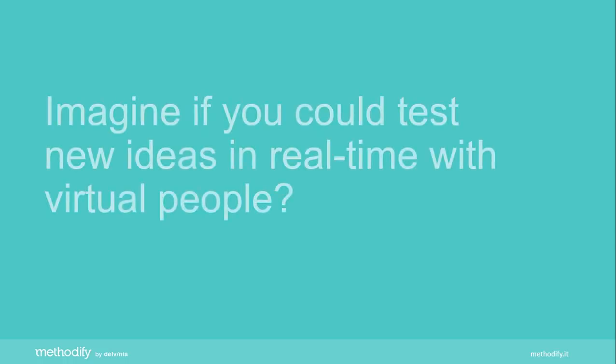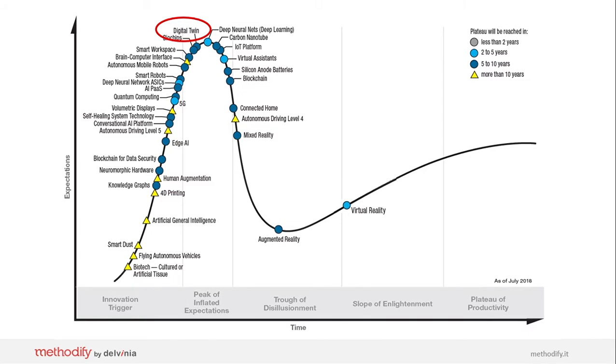Let's move on to our next example. Imagine if you could test new ideas in real time with virtual people. I'm not sure if you've ever seen the Gartner graph, but this is a good example of where technology has been going and what's still to come. I circled this idea of digital twin. This came out a while ago, but essentially it's the idea that you could create digital versions of things, whether it's your phone, a cup, your TV, this idea of digital things being online. Now, it's morphed into people as well over the last couple of years, especially around this idea of digital avatars.